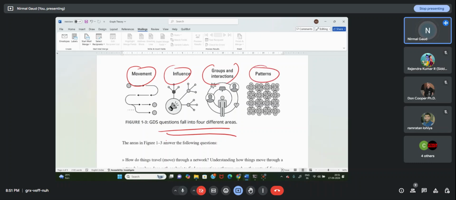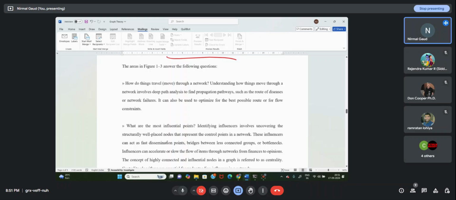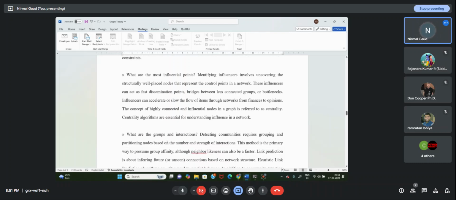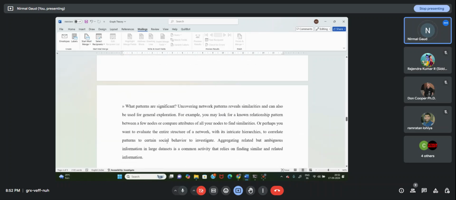Okay, so movement, that means I'm showing the direction. Influence, that means how people are influencing other people. Groups and interactions, obviously you can see how the communication is going on, and this is the patterns. Okay, the pattern can be of anything, any structure can be built. Okay, fine. So yeah, that's the point related to it.